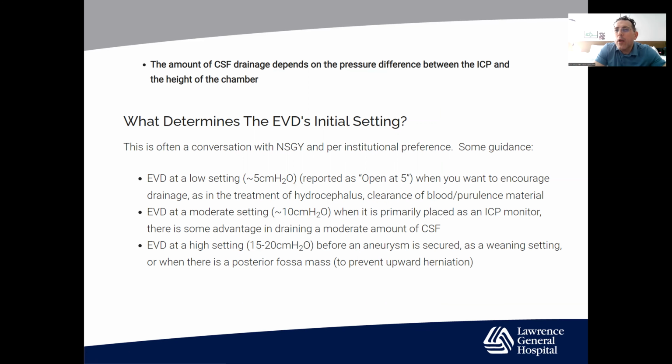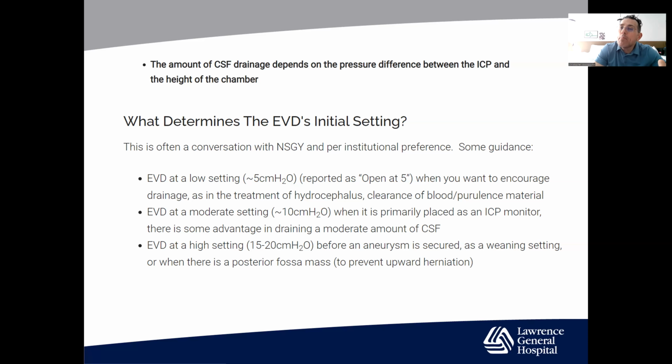And so, how do we determine what initial settings are? Well, we can set the EVD at a low setting, say at 5. And this is when we want to encourage drainage, say in the treatment of hydrocephalus, or in the clearance of blood or purulent infected material. Or we can have an EVD at a moderate setting, say at 10 centimeters of water. And this is primarily placed as an ICP monitor, and there's some advantage in draining a moderate amount of CSF by placing it at this level. Or we can place the EVD at a high setting, say 15 to 20, let's say 20 here. And we can maybe see this before an aneurysm is secured, or in weaning, which we'll talk about, how we wean the EVD off for removal.